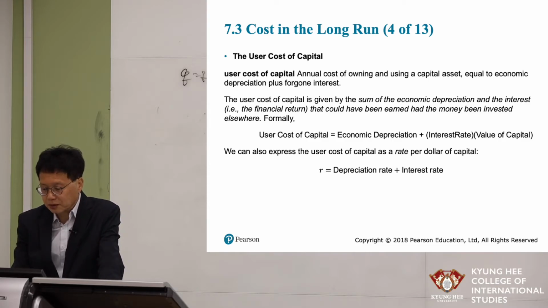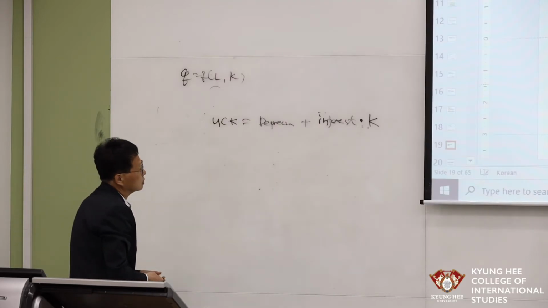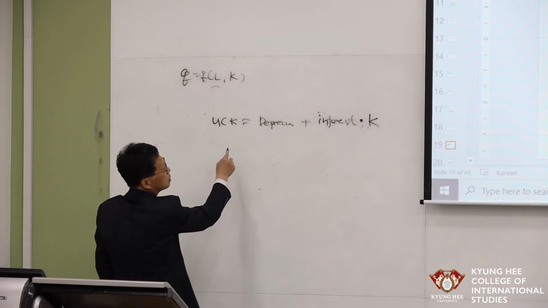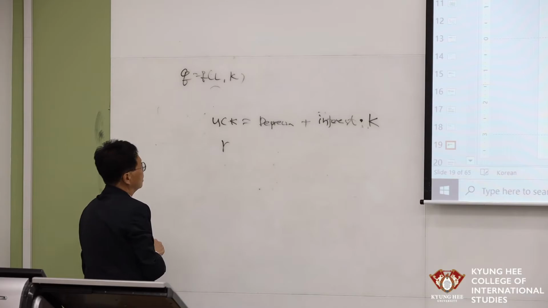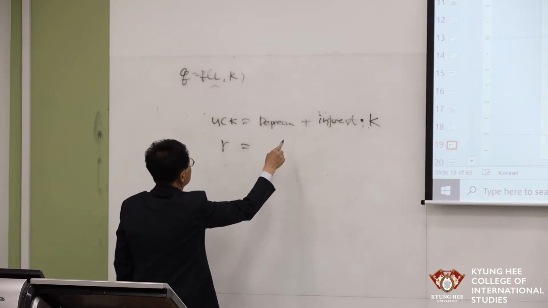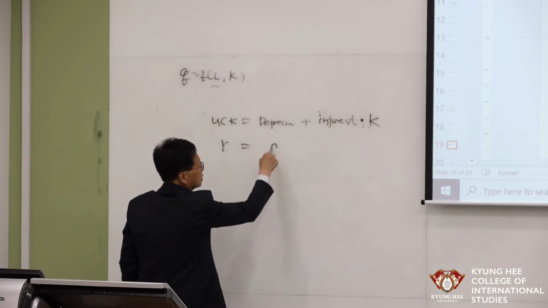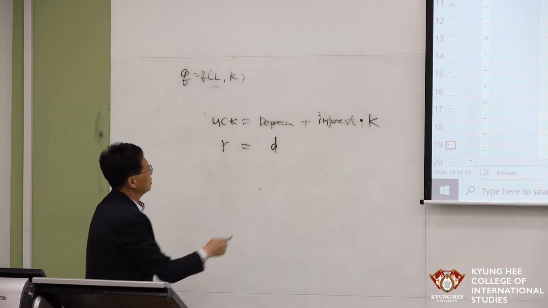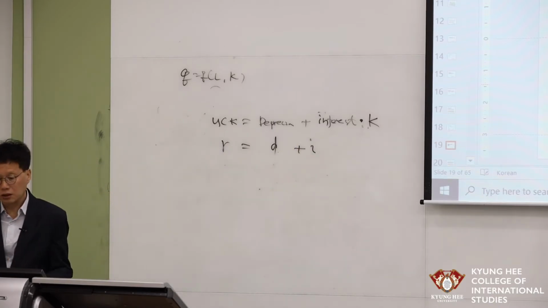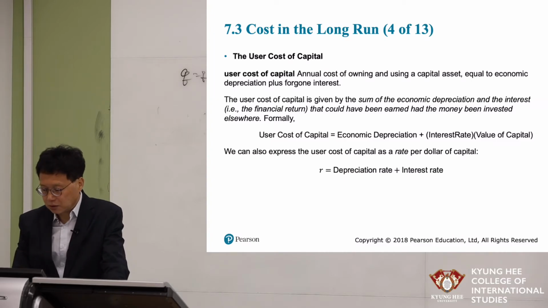Then we can also express the user cost of capital as a rate per dollar of capital. Then we say that the rate, we call it R, is depreciation divided by K, so depreciation rate, plus interest rate I, like this, right? R is depreciation rate plus interest rate.